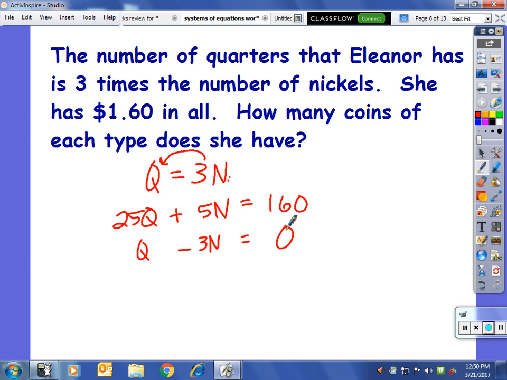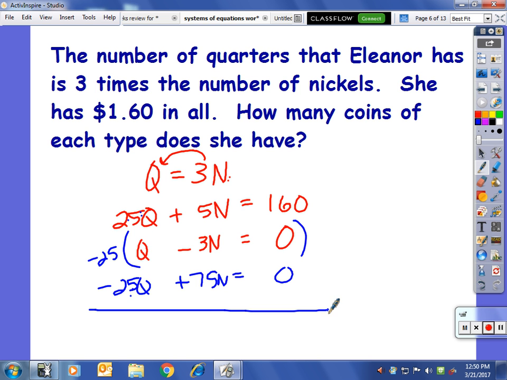So even though it was set up nicely for substitution, if you prefer the addition method, you could do it that way too. I would probably multiply the bottom equation by negative 25 to make the quarters cancel. See what I'm doing there? That would give me negative 25q plus 75n equals 0. Negative 25 times 0 is still 0. And now when I add up that top red one and this bottom blue equation, I'm going to get 80n equals 160. And I still get my answer of 2 nickels, and then I can work up and figure out there were 6 quarters. So either method works anytime.